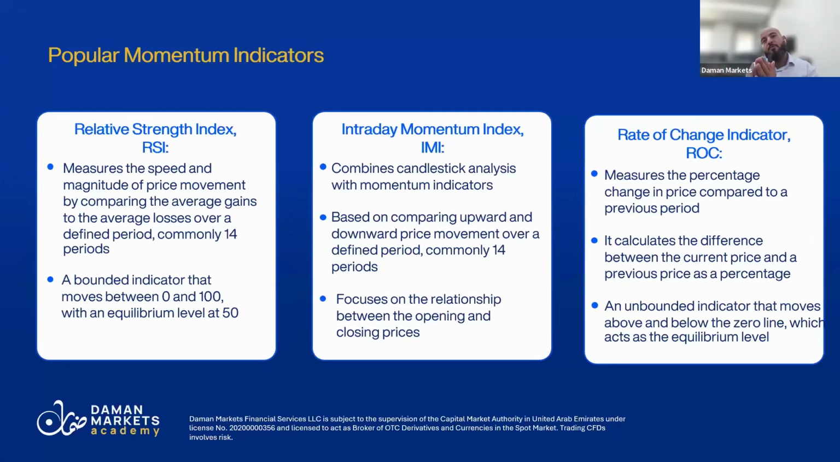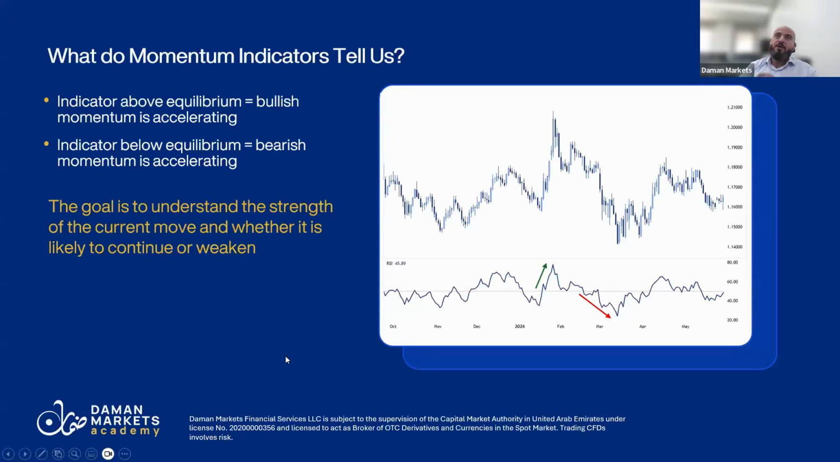So the equilibrium level for the RSI and the IMI is 50. The equilibrium level for the ROC is the zero level. Okay, no one cares how these indicators are calculated. Everyone wants to understand how they are utilized, how to analyze them, and what the signals are that we can derive from these amazing indicators. So let's dig into this. What do these momentum indicators tell us?